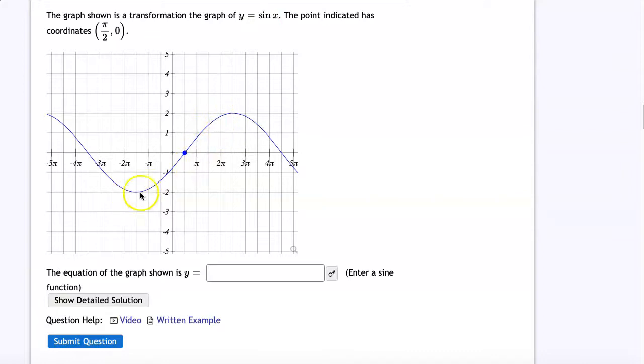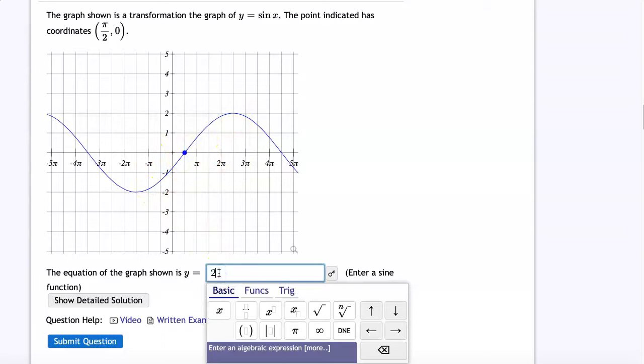You can see that we are oscillating between -2 and +2, so the midline remaining at the x-axis means there is no vertical shift. The amplitude is 2 because we're oscillating between +2 and -2, so we'll start with typing in 2. The next thing we want to notice is that because we are going in an upward direction first, we are going to be using a +2 and not a -2. Had we been going downwards first, we would be using a -2.